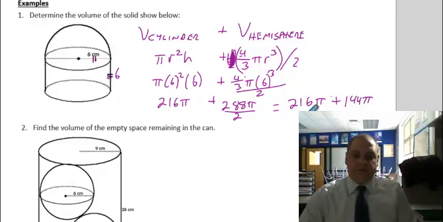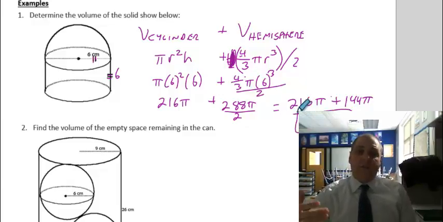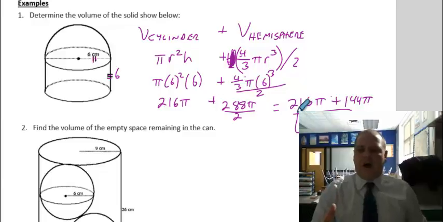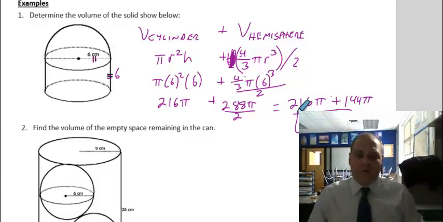Now that's in terms of pi. It didn't specify to do it in terms of pi, I just left it in terms of pi. If they want nearest tenth or nearest hundredth, you just type 360 pi in your calculator and you get the decimal approximation. It's always easier to do that. So I always leave it in terms of pi unless they tell me otherwise.